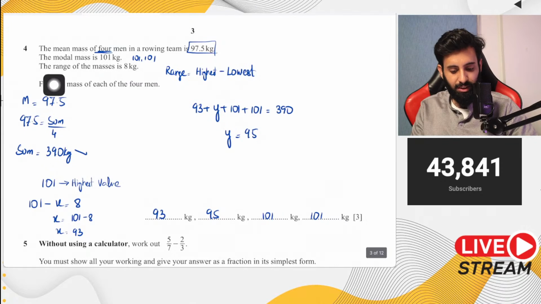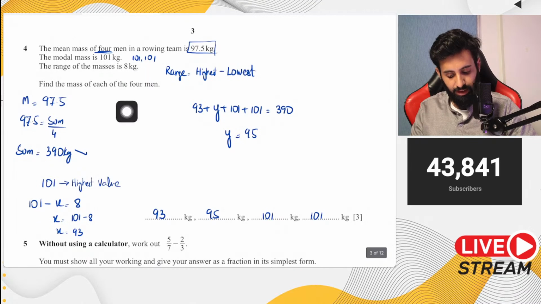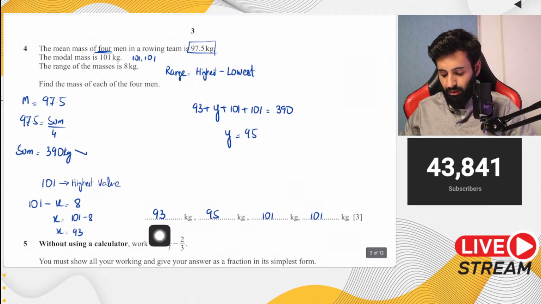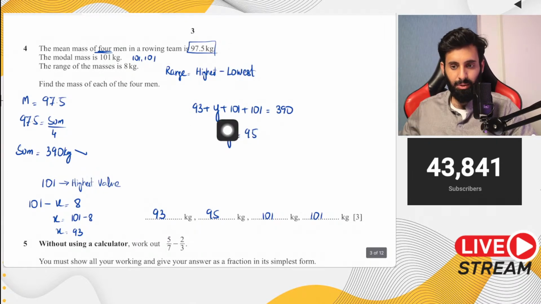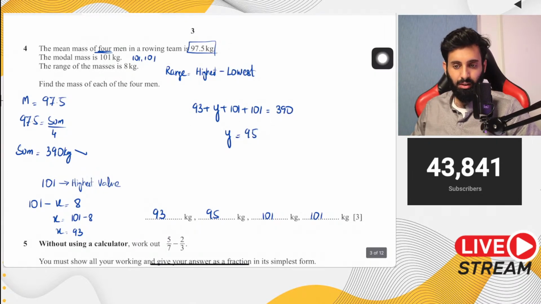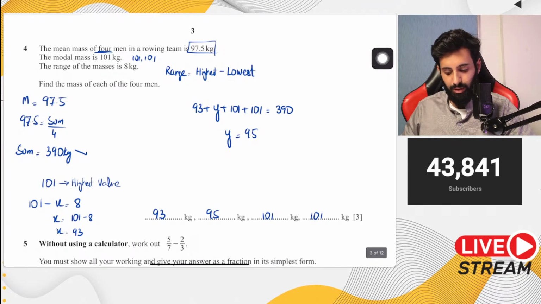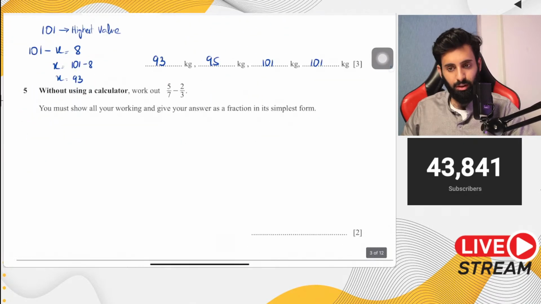The range of the masses is 8 kg. That means if let's say 101 is the highest value, that means the lowest value has to be 8 kg less than 101, which means 101 minus 8 gives us 93. So we have the lowest value, we have the two end values, 101 and 101. Okay. Then what about this missing value? This missing value can be found by adding these four values, including the missing value, and setting them equal to 390. So that's how you can work out the value of the fourth man.